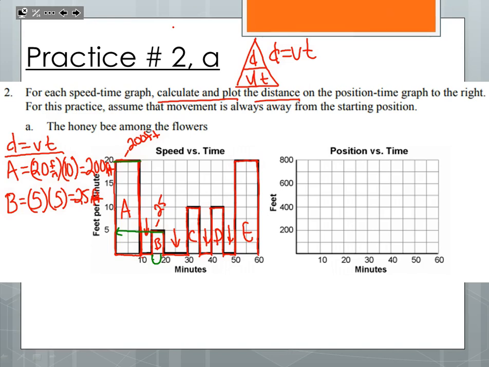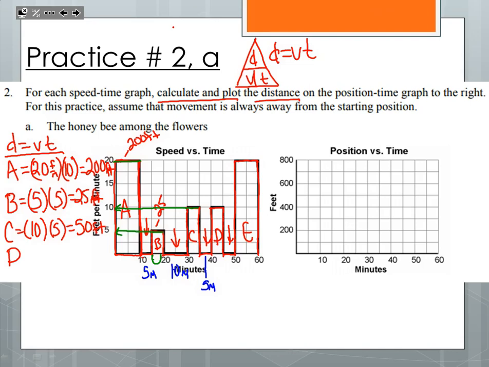Then he stopped for 10 more minutes. So I'm going to go ahead and say that this is my 10 minutes, this is my 5 minutes. Then he starts back up again. When he starts, he goes to a speed of 10. So this is C equals 10, and for how long? 5 minutes. So 50 feet. Then he comes to another stop for 5 minutes.